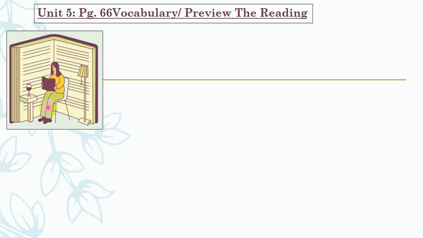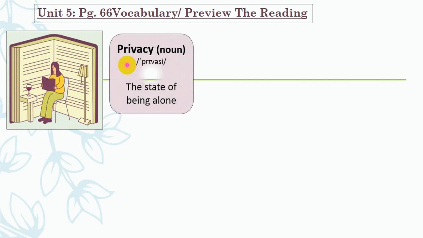What is this picture? What is she doing? Wow. So she is sitting. Is she sitting alone or with a lot of people? No, she is sitting alone and she's reading a book. So she is enjoying her me time. She is having a drink, reading a book. So she is sitting alone. Sitting alone means the state of being alone, which is privacy. So it's a noun, it's a thing, it's a state, okay? So you say privacy.